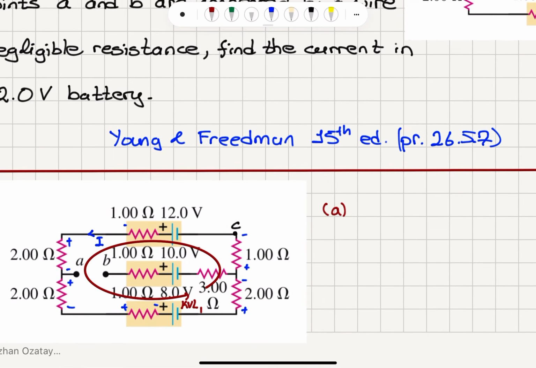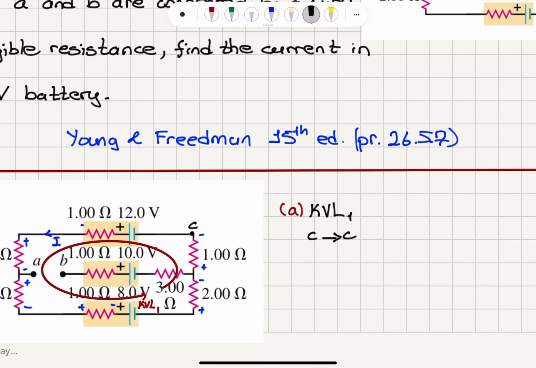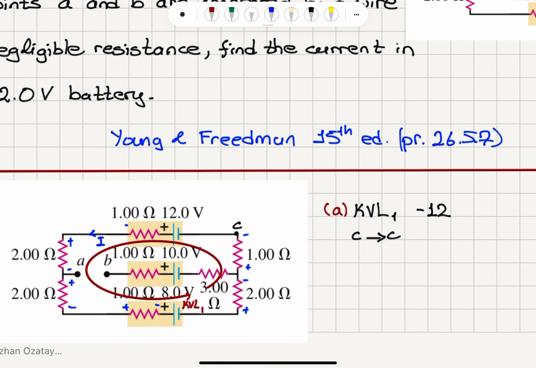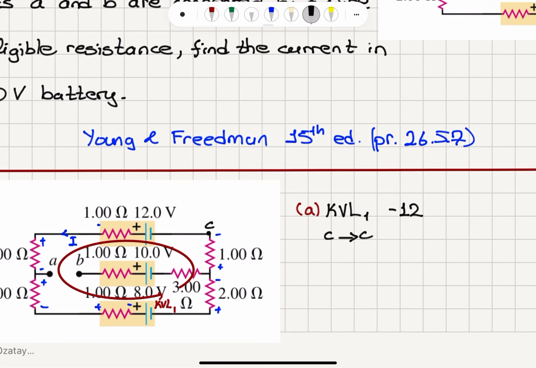So if I start at point C, first I will encounter a minus 12 volts. So Kirchhoff voltage law, KVL, for loop 1, KVL1, going from point C back to point C. First I encounter minus 12 volts. Then I have a 1 ohm resistor, so I see the positive potential. I multiplied by 1 is I.